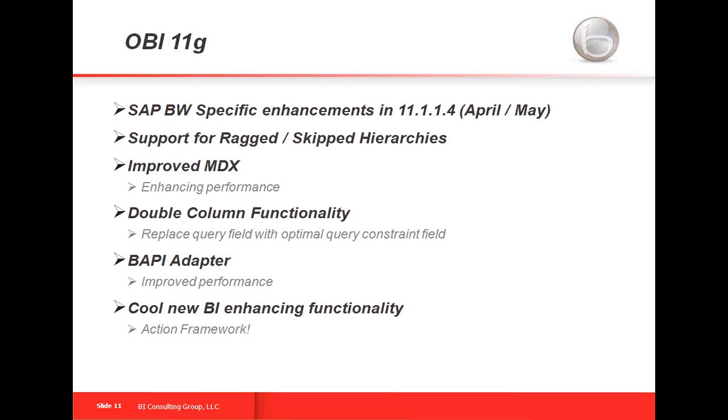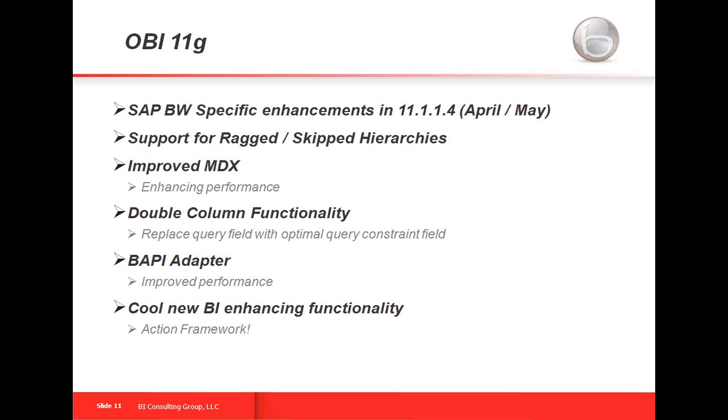Another very useful piece of functionality is this double column functionality. Really what it does is allow you to replace any column when you are doing a search. This is particularly useful with SAP BW simply because of the issue with filtering on a characteristic versus a display attribute. Let me give you an example.